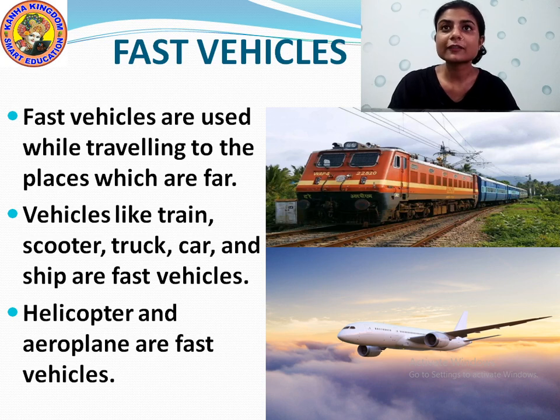And when do we use these fast vehicles? We use these fast vehicles when we are moving to some far places. And train, scooter, truck, ship, etc. These are some examples of fast vehicles. And helicopters and aeroplanes are considered to be the fastest vehicles because they can help us reach our destination within a short period of time. Okay.